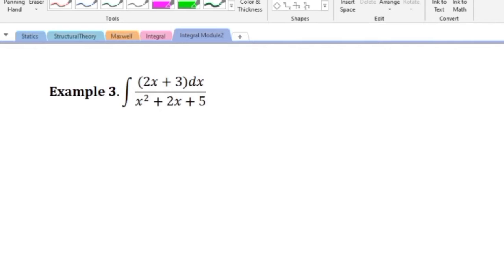Example number 3, we have the integral of the quantity 2x plus 3 dx over x squared plus 2x plus 5. So, ang gagawin natin dito ay kailangan madala natin siya sa form. Since wala tayong nakikitang square root sa denominator, this would be leading to our formula number 2, which is the integral of dv over a squared plus v squared is equal to 1 over a arctangent of v over a plus c. So, kailangan yung denominator ay madala natin sa form na a squared plus b squared.